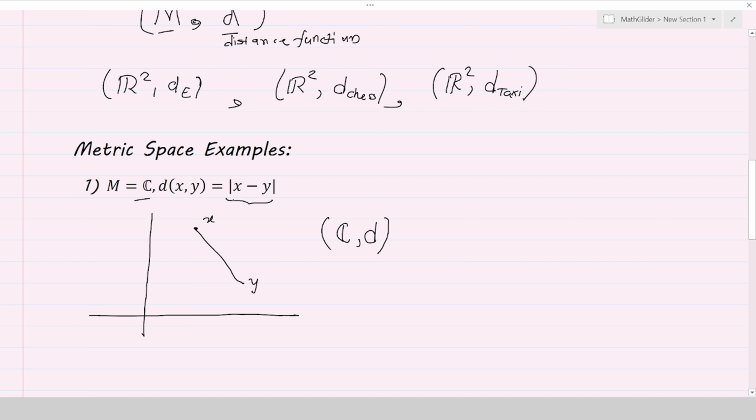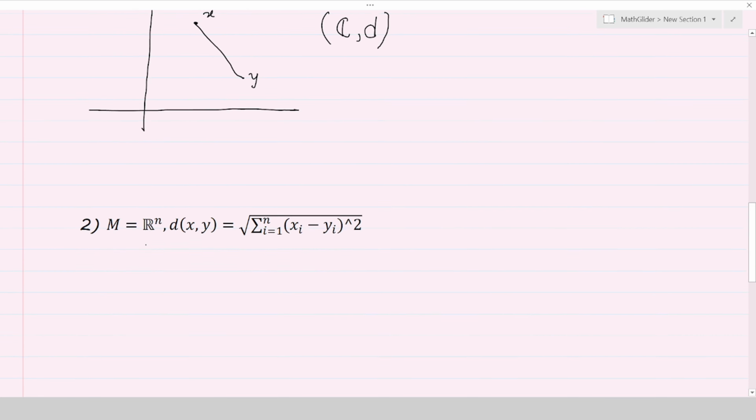The complex numbers along with this metric form a metric space. This usual distance we calculate in complex numbers will satisfy the positive definiteness property, the symmetry property, and the triangle inequality property. So this becomes an example of a metric space.